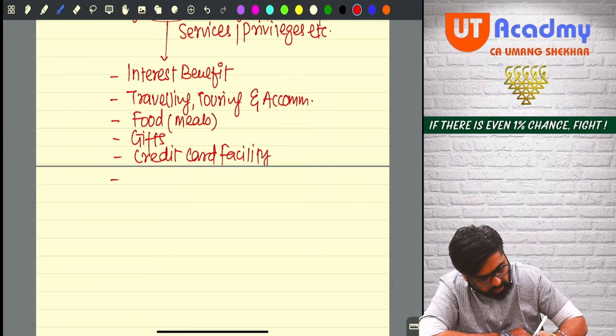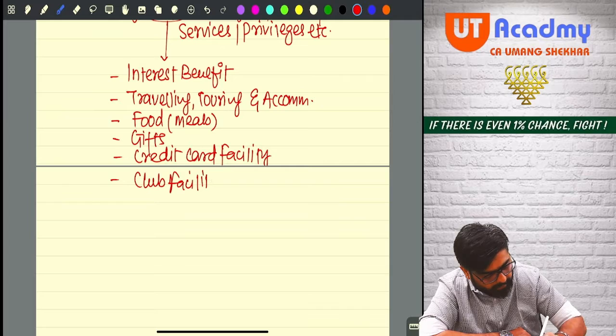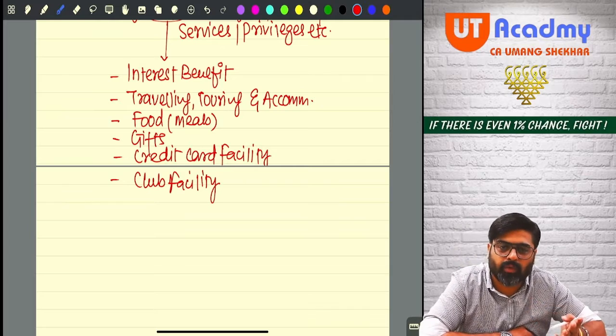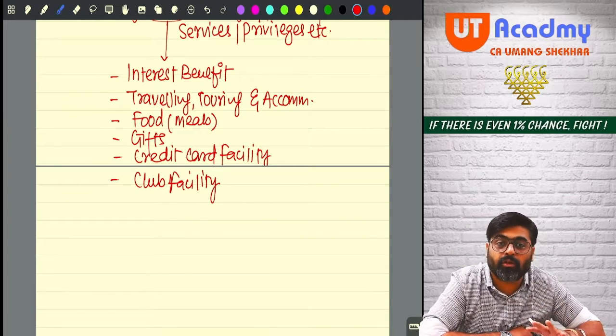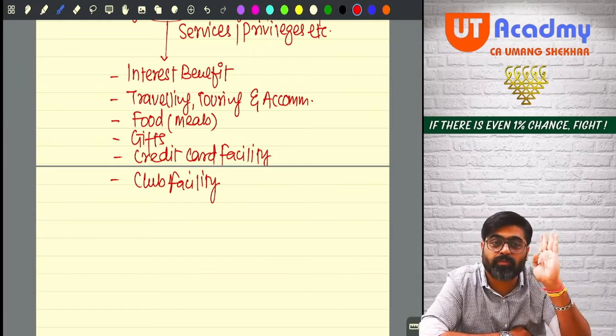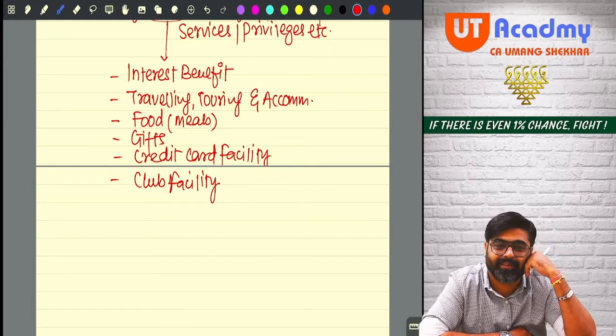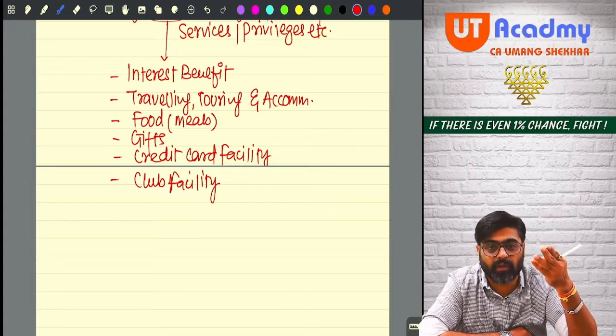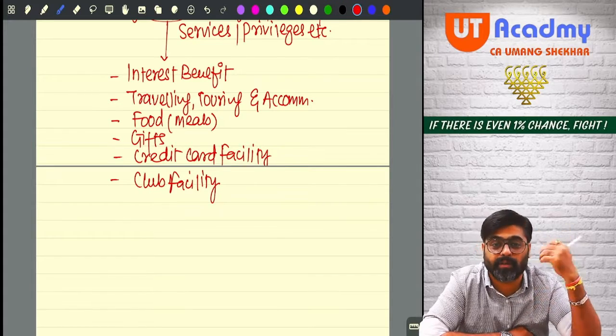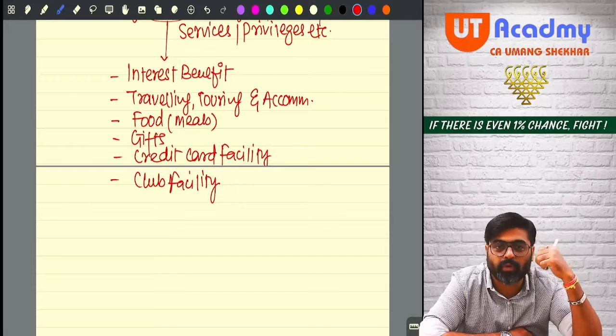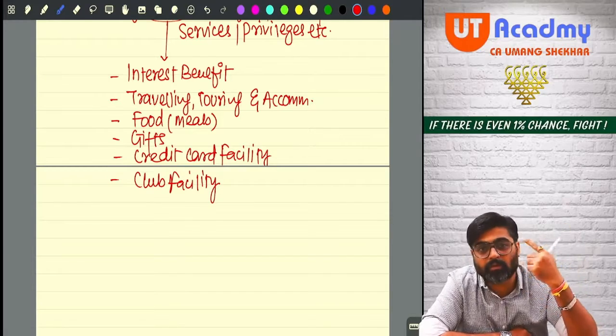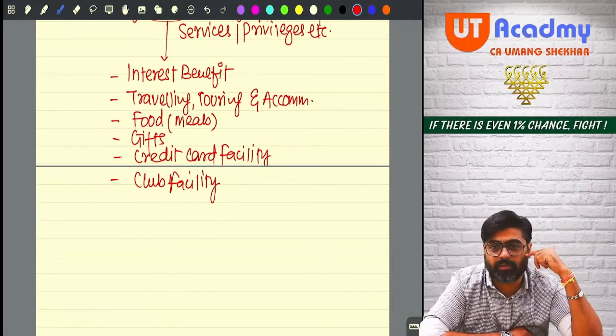Then after that, there will be club facility. As and when the government comes to know that this type of benefit is also given by the employer to the employee, the government notifies those benefits in clause number 8. First they came to know that the employer is giving benefit in the form of interest benefit. Interest benefit notified. Now this will also be your perquisite. Its value will also be taxable.